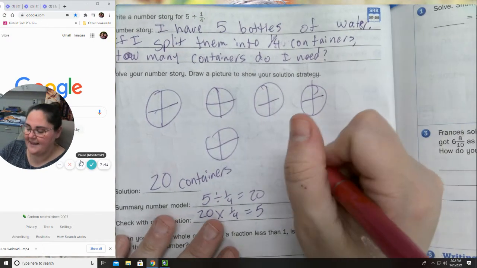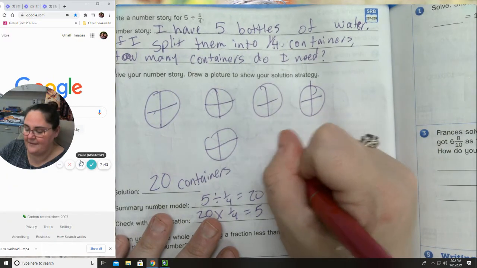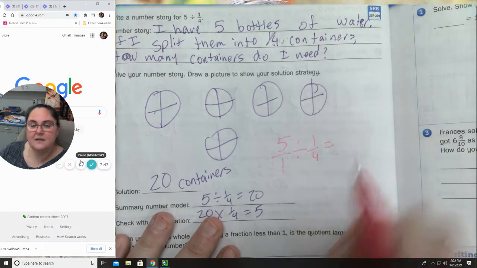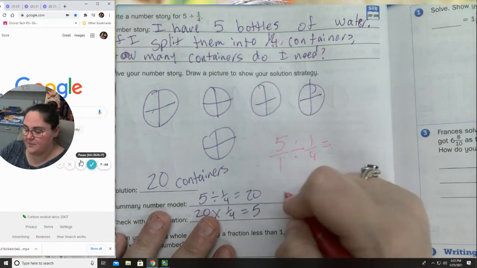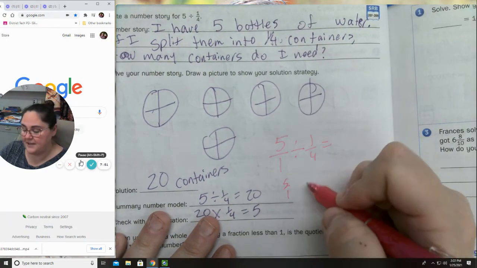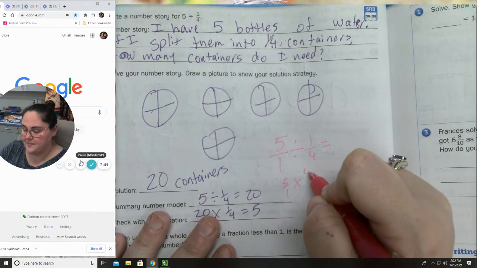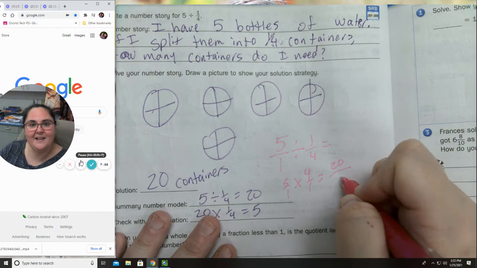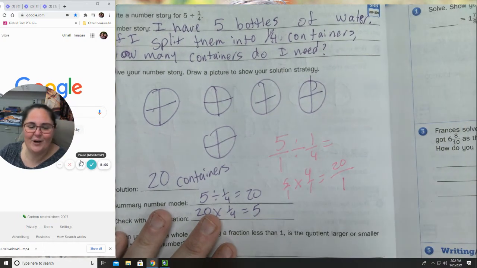Those of you that like keep, change, flip, let's see if we're right. 5 over 1 divided by 1/4. Let's keep our first number. Change, flip. 5 times 4 is 20. 1 times 1 is 1. 20 over 1.